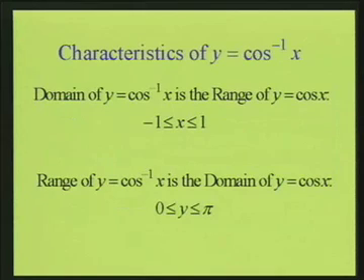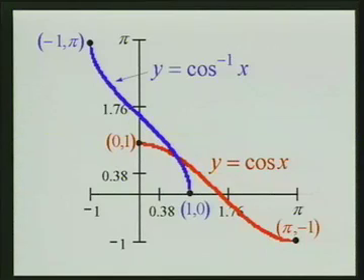So here are the characteristics of y equals the arc cosine or inverse cosine of x. The domain of the arc cosine of x is the same as the range of y equals the cosine of x. That is, the domain is all real numbers between -1 and 1. The range of y equals the arc cosine of x is going to be the same as the domain of y equals the cosine of x. That is, it's going to be all real numbers between 0 and pi inclusive. We obtain the graph of y equals arc cosine of x by reflecting the graph of y equals cosine of x about the line y equals x.